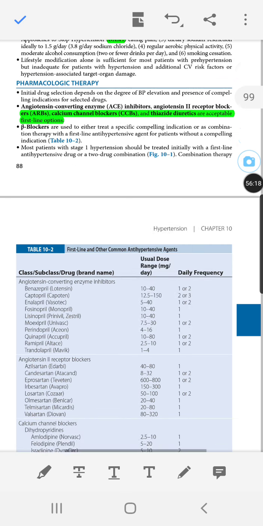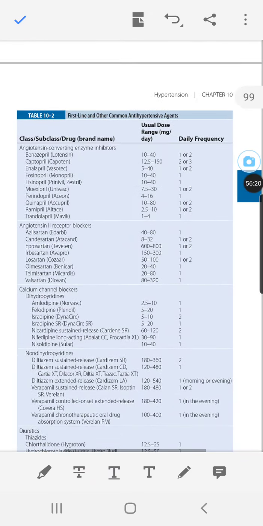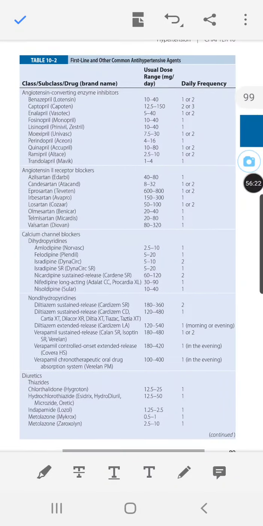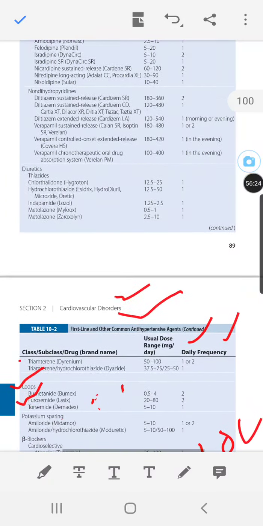Then we have discussed the names of the medications. We'll discuss the detail in a later video. So it's all about hypertension.